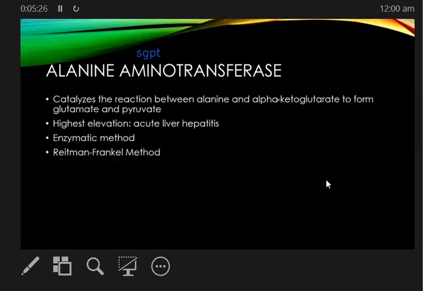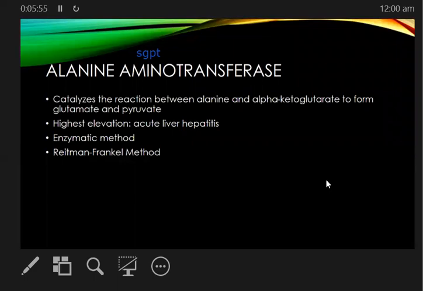All right, let's continue. We were discussing the coupled enzymatic reaction for your ALT, which is referred to as the Walker method. And then we have your Reitman-Frankel method.